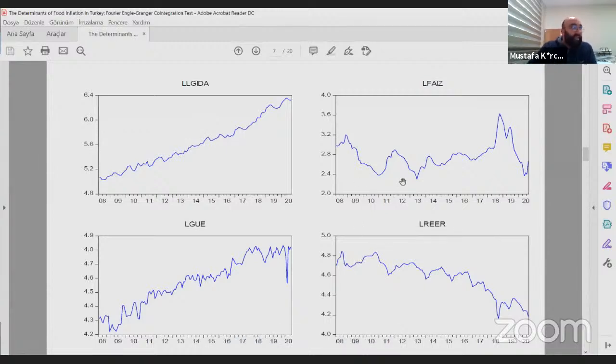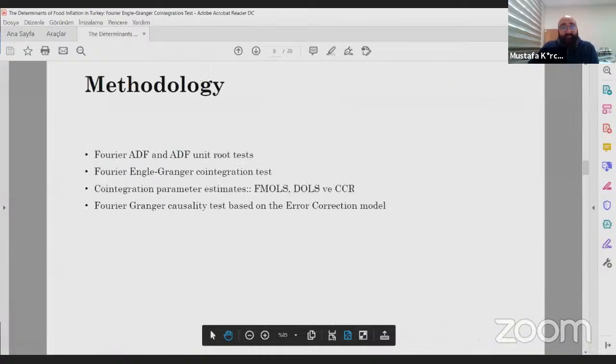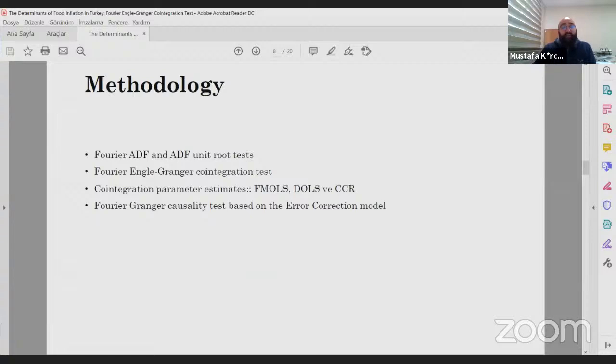Also, interest rates are observed to be fractional, and it can also be that it changed due to fractional to Turkish liras. Our methodology: first, we use the Fourier ADF and ADF unit root tests. Secondly, we used the Fourier Engle-Granger cointegration test, and also we used cointegration parameter estimates: fully modified OLS, dynamic OLS, and CCR. Lastly, we used the Fourier Granger causality test based on the error correction model.